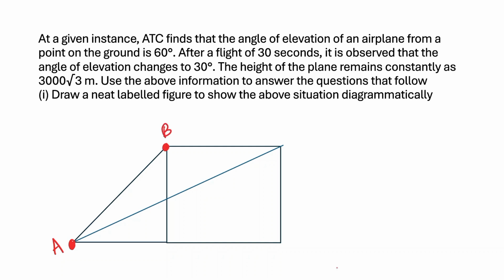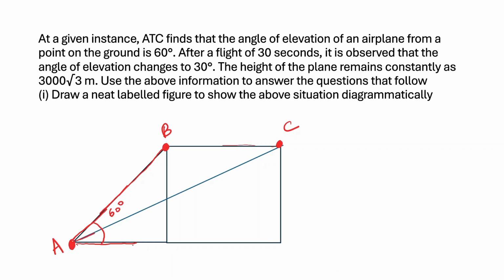This line is important, and this also. This is a horizontal line, and this is the line joining the observation point and the object. This makes an angle of elevation of 60 degrees. And after 30 seconds, the flight reached another point, which we can make as C. So after 30 seconds, it reached here.